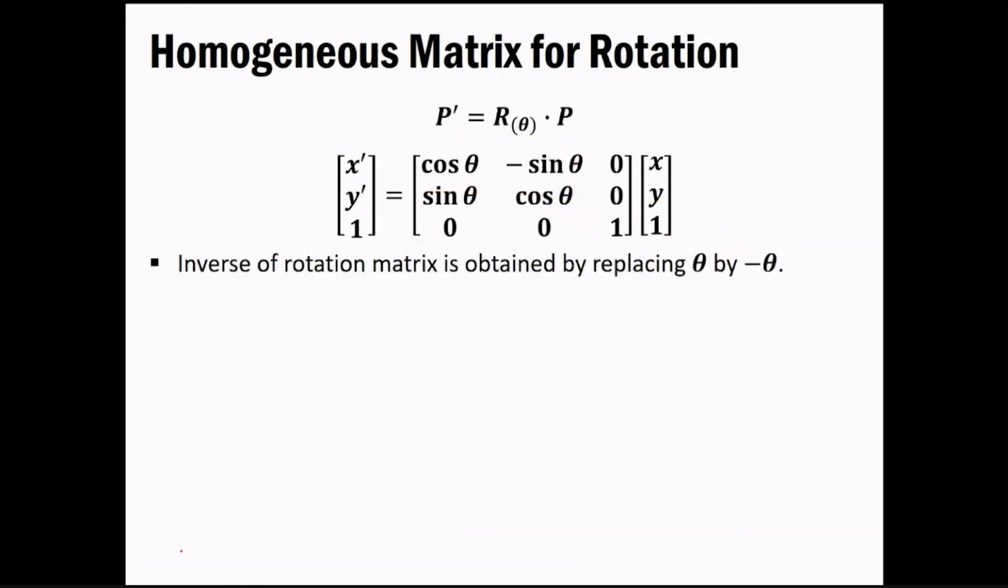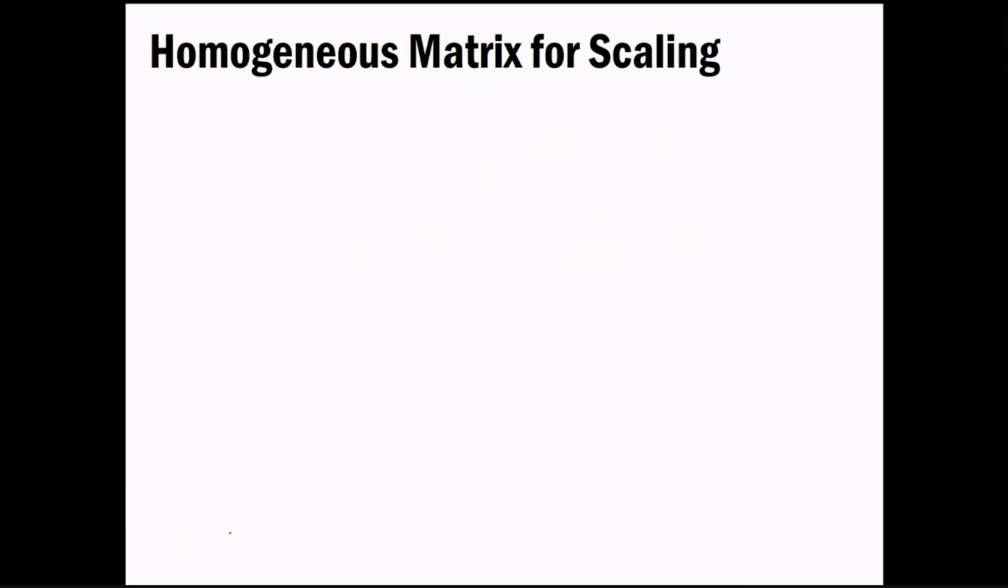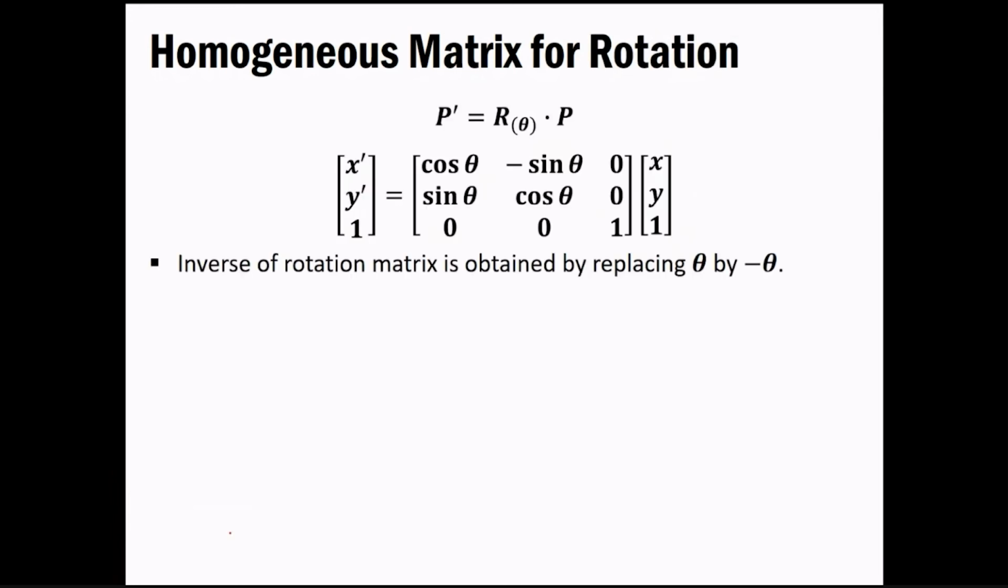Similarly, the inverse of the rotation matrix is obtained by replacing theta by minus theta. Now, what will be the translation matrix around points other than the origin? That is what I said: if we are considering points other than the origin, then our scenario or dimensions will change.